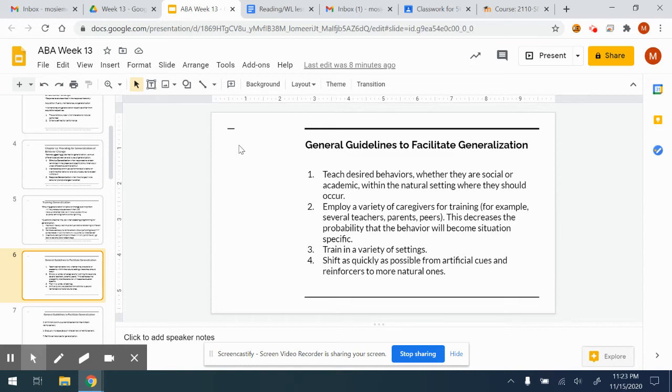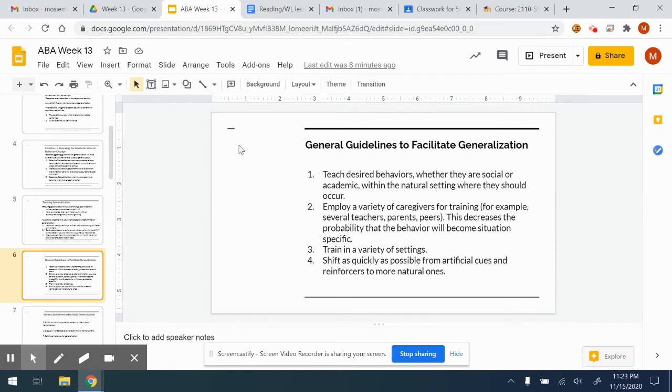Make sure that you employ a variety of caregivers for training. So this is where that school, home, community support comes in handy. So we want to make sure that there's several teachers, paras, different adults in the building, parents, peers, whoever that may be, assisting in the training, even if it's just prompting. This will decrease the probability that the behavior will become situation specific.